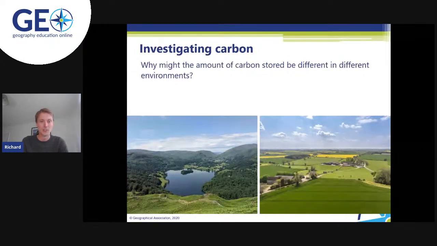So the amount of carbon stored in those two locations is going to be different. The Lake District scene on the left probably stores far more carbon than the scene on the right-hand side, the typical arable farmland. Just have a think. What are the differences between those two locations that mean there's probably more carbon in that Lake District scene? Again, you can pop a few ideas in the comments. What can you see in that left-hand photo that might be storing more carbon than that right-hand scene?